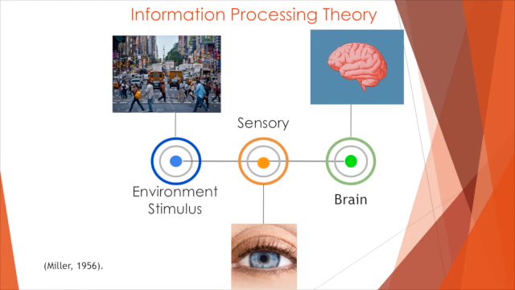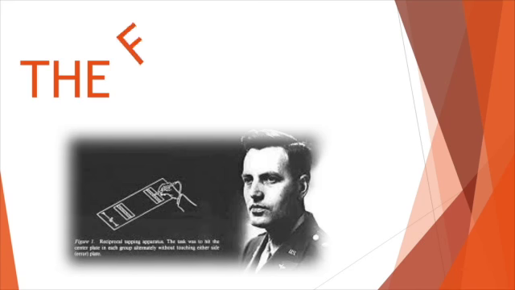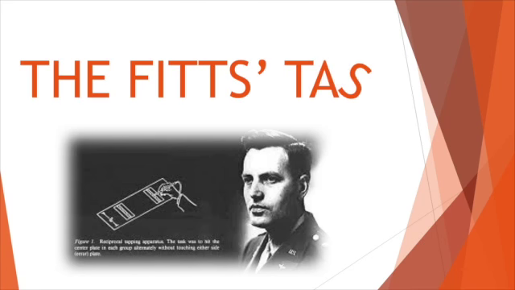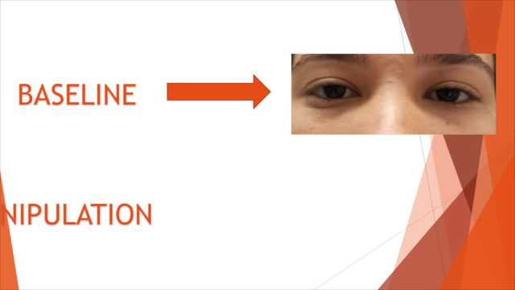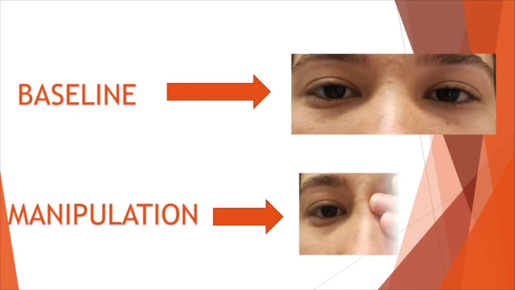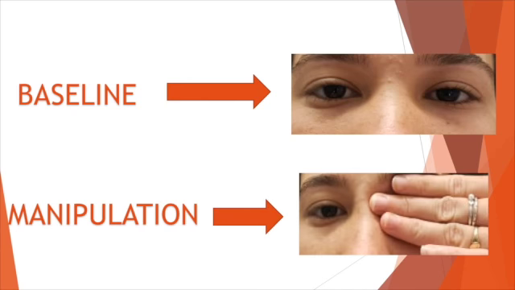To examine this theory, we conducted a Fitt's task experiment to measure someone's processing ability on a perceptual motor task. For our experiment, we had a baseline and a manipulation. Our baseline was completing the task with two eyes, and our manipulation was completing the task with one eye.